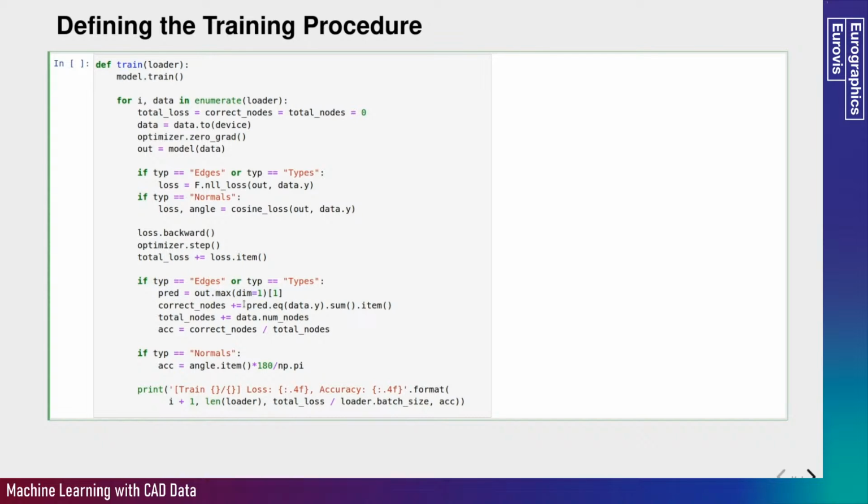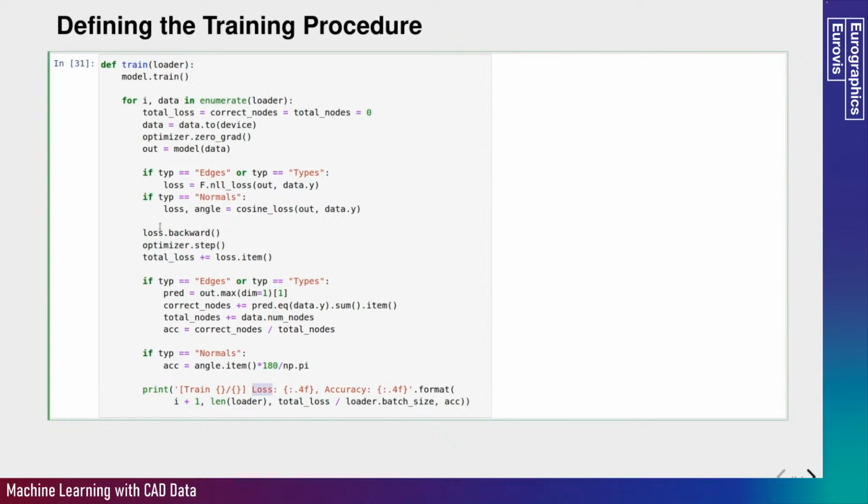And then we calculate whether the prediction equals our data class, and we just sum it up and divide it here by the total number of nodes, and this gives us our accuracy. So it's the number of correct nodes divided by the total number of points or nodes in our point cloud. For the normals instead, we just take the angle and we convert it into degrees from radians, and then we take this as an accuracy measurement. So it's the mean angle deviation. And then we have this print statement here to just output the loss that we calculated here, as well as the accuracy that we calculated down here.